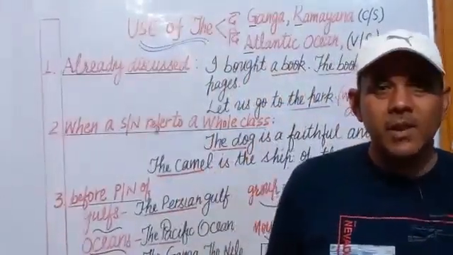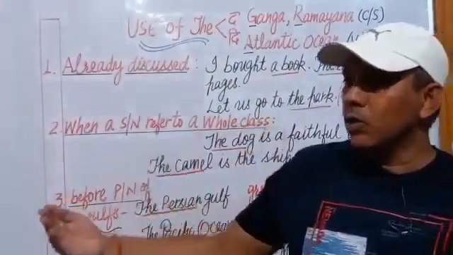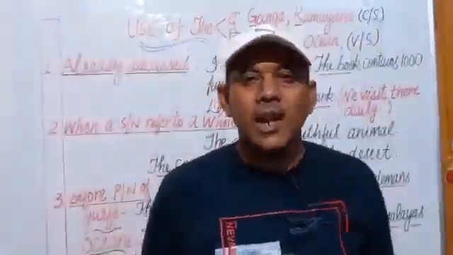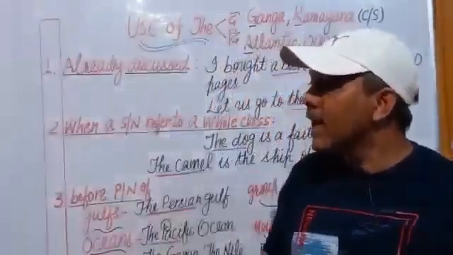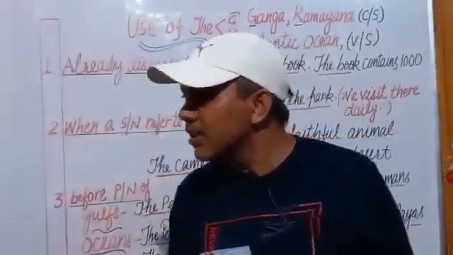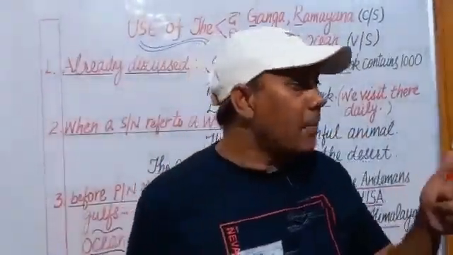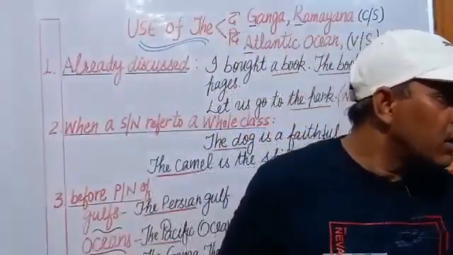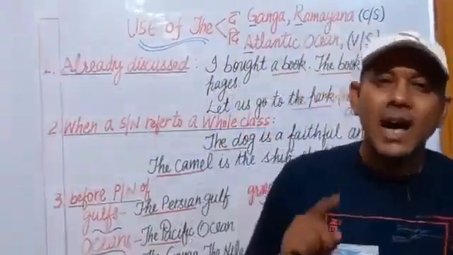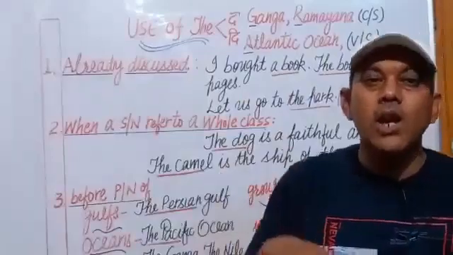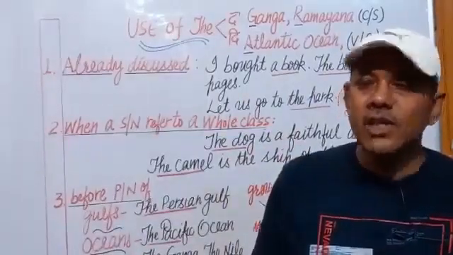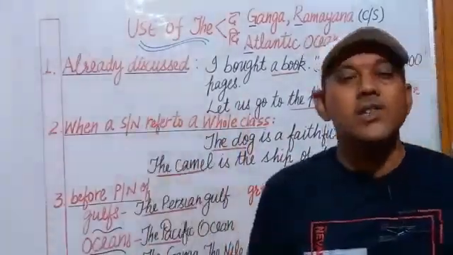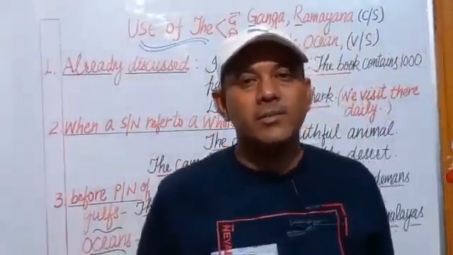For example, if I go to the city of my relative and I ask him, is there a park in your city? Is there a park in your town? In this way, I am asking him about any park. There we shall use a park instead of the park.